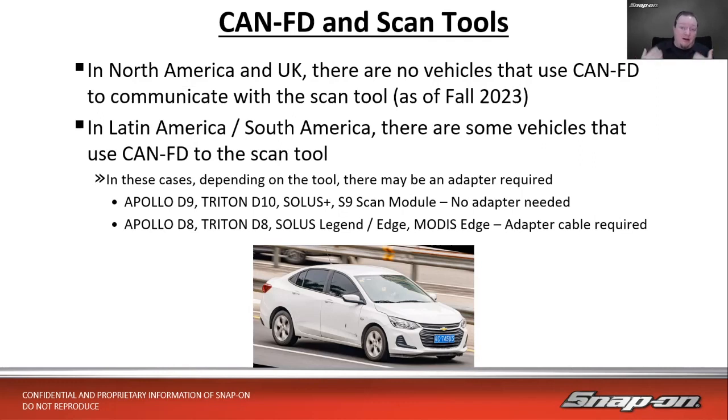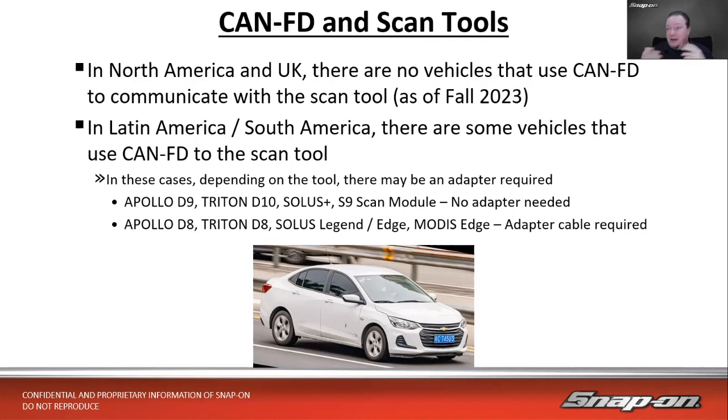So I know in Latin America, South America, pretty much Mexico down south, there are some vehicles that use CAN FD to communicate directly to the scan tool. Otherwise, like in North America above Mexico and the UK, there are no vehicles that use CAN FD to communicate with the scan tool directly, like a direct interface where you would need that. However, I know this has a global audience.